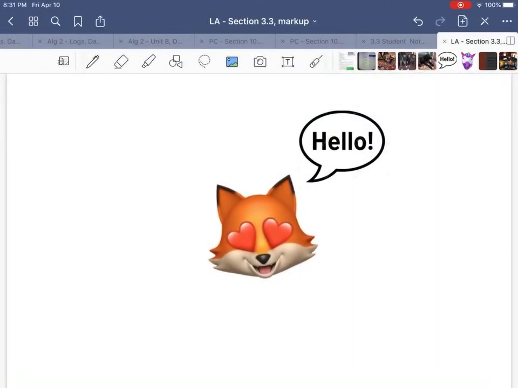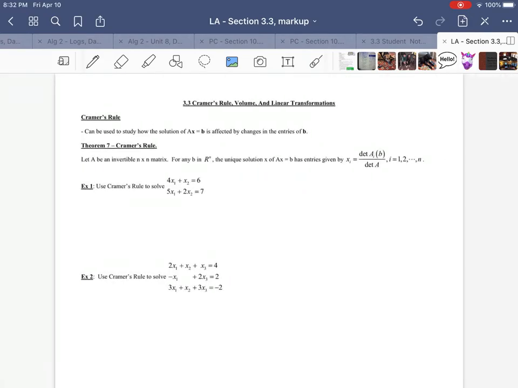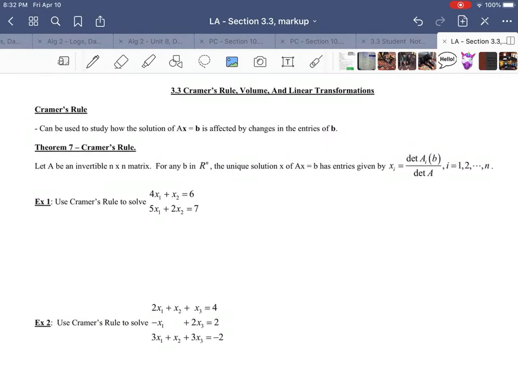All right, hello. We're going to do section 3.3 today, and I will try my best to make it go as fast as possible. But there's a lot of little tidbits here, so feel free to speed up the video if you need to. Anyway, this first thing, it says we're doing Cramer's rule, volume, linear transformations here.